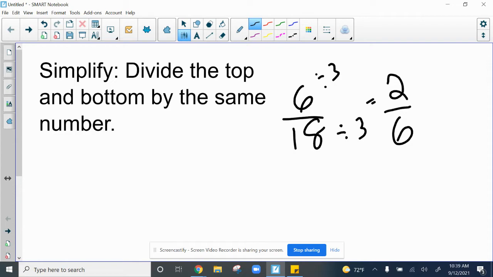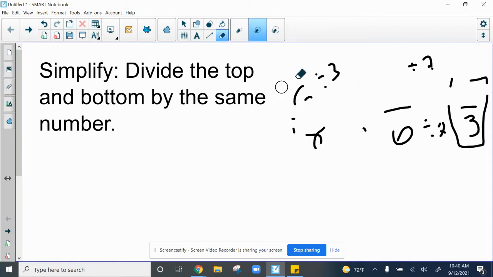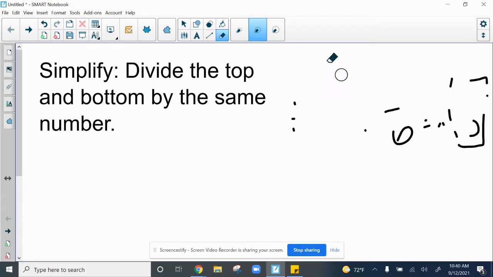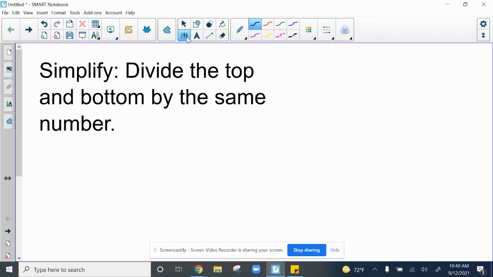Now looking at the numbers 2 and 6, I also know I can divide those both by 2. 2 divided by 2 is 1. 6 divided by 2 is 3. So 6/18 simplified would be 1/3. All right, let's try another. And now I had to simplify that twice because I did not start with the biggest number that you could use. I could have just said that 6 and 18 could both be divided by 6, and then I would have done that in one step. So always think of the biggest number that you can use.